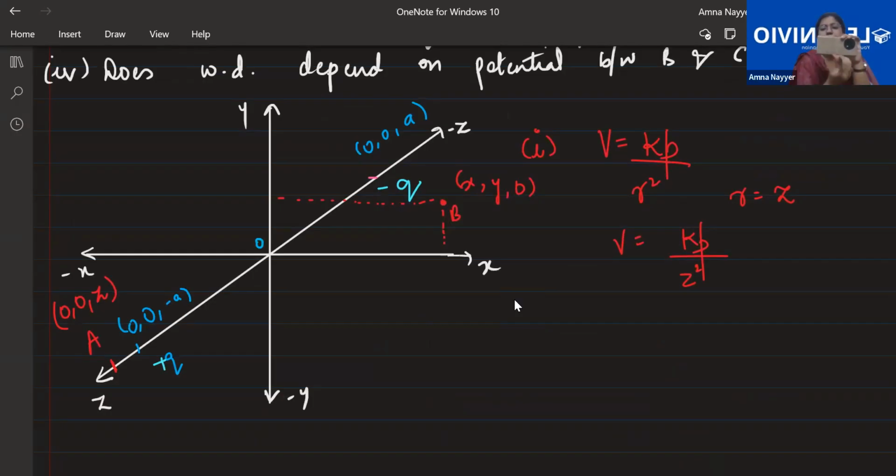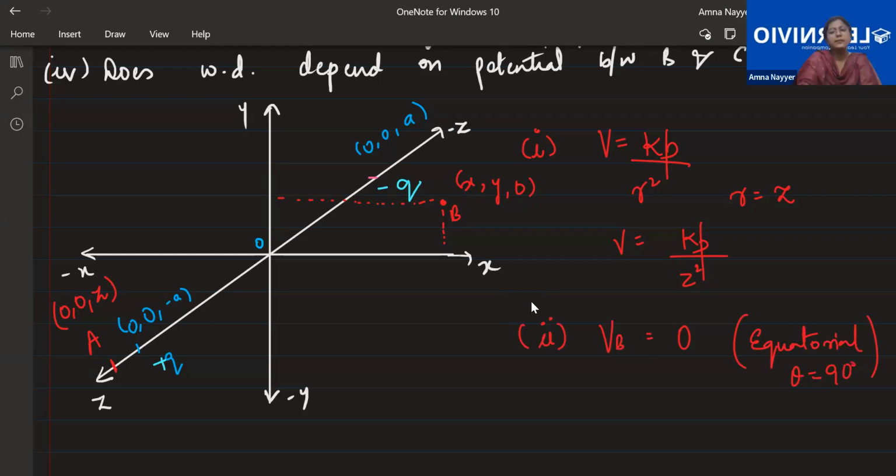So your XY plane and Z-axis are perpendicular. If I have a point B over here, and here is my Z-axis, the Z-axis will be perpendicular to it, right? So it means this is the equatorial point. So for the second part, VB will be 0 because it is equatorial to it. That is, theta is 90 degrees.